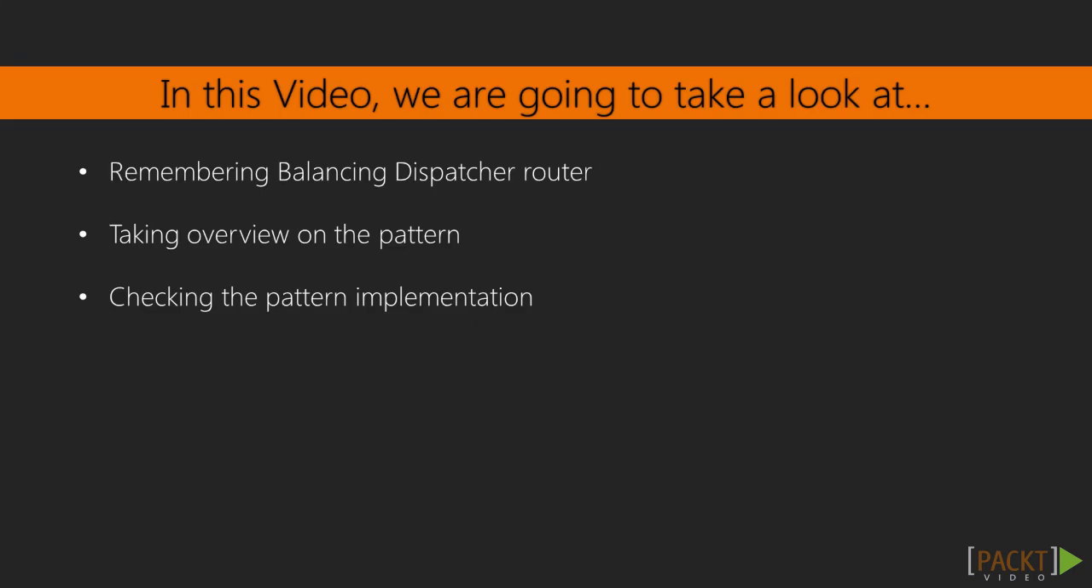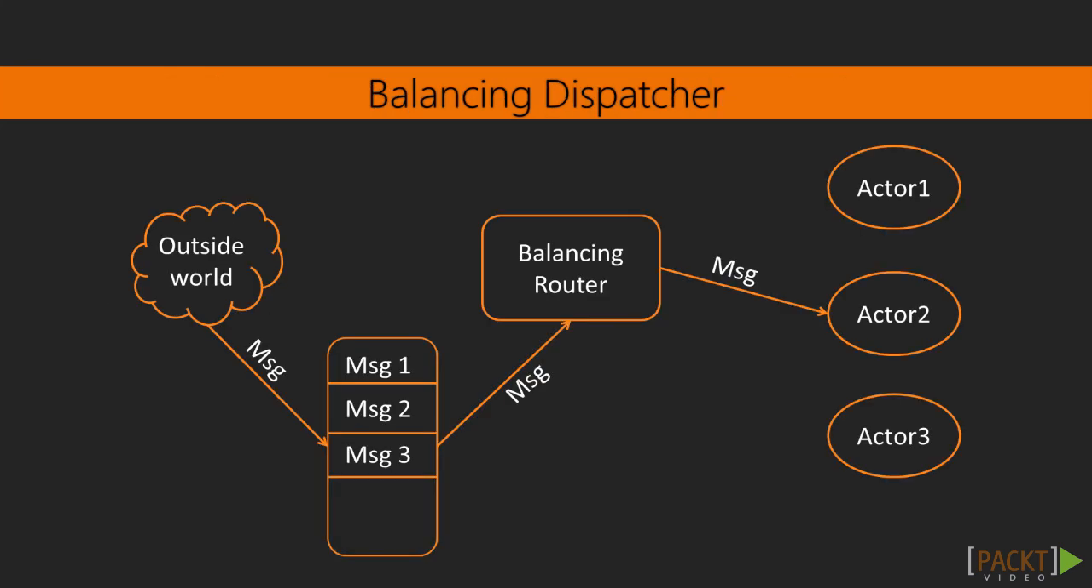In this video, first, we will quickly go through the balancing dispatcher. Then, we will take an overview of the pattern. And finally, we will check the implementation. Let's revise the balancing dispatcher router, which we saw in one of the previous sections. A balancing router dispatches a message to an actor only when that actor would otherwise be idle. And of course, we remember all our actors share the mailbox.